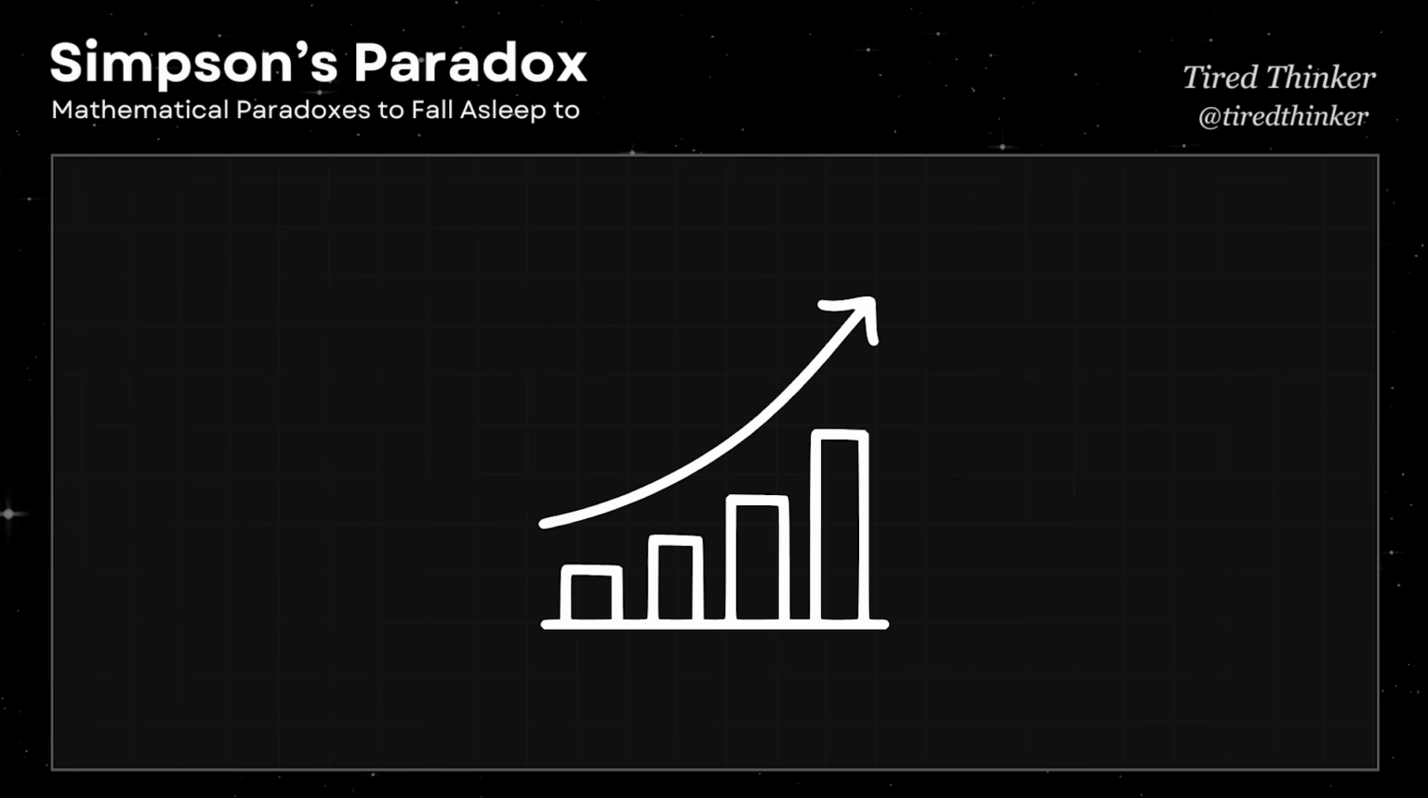The paradox also affects businesses. A company analyzing customer satisfaction may find that satisfaction is rising in different regions, but falling overall. This could happen if most customers are in a region where satisfaction is lower. If the company only looks at the total numbers, it may misunderstand customer needs.